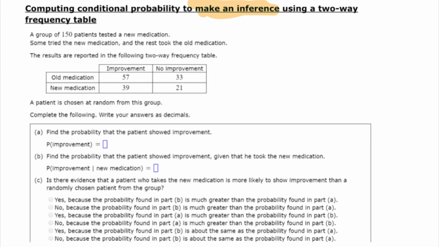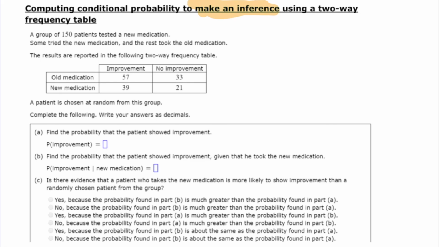So, on this first problem, we've got 150 patients that are testing a new medication. Some tried the new medication and some took the old medication. The results are reported in the following two-way frequency table. On this side, we've got old versus new medication, and up top, we've got improvement versus non-improvement. The purpose of this is basically going to be to figure out if the new medication is actually working.